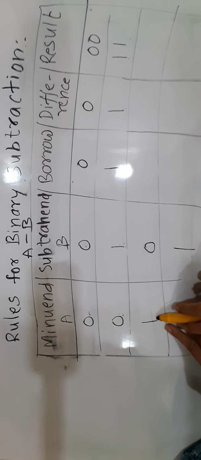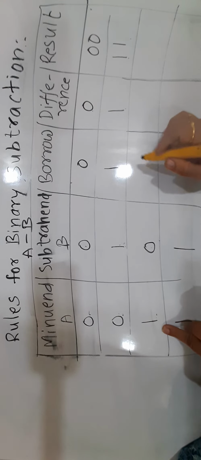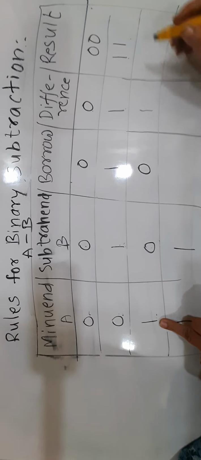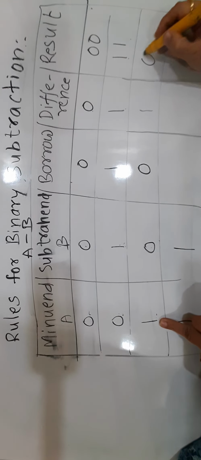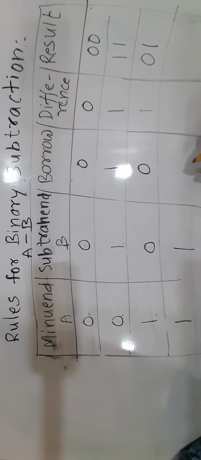The next combination is 1 0, meaning we are subtracting 0 from 1, so 1 minus 0, there will not be any borrow, the difference will be 1, and the combined result will be 0 1. The next combination is 1 1, 1 minus 1, no borrow, no difference, hence the combined result is 0 0.